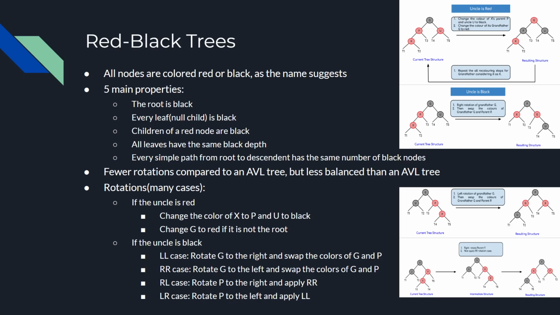However, if the uncle is black, then it works somewhat similarly to an AVL tree, where if we have the left-left case, we rotate the grandparent to the right and swap the colors of the grandparent and parent. If it's the right-right case, we rotate the grandparent to the left and swap the colors of the grandparent and parent. And then if we have a right-left or left-right case, we rotate the parent to the right, and then we apply the right-right and left-left cases respectively.